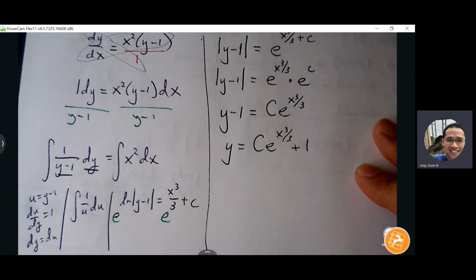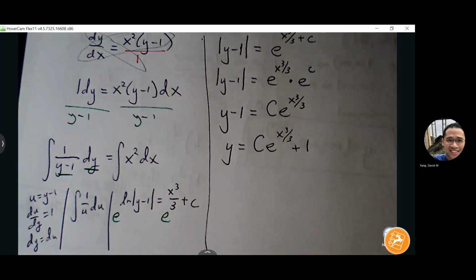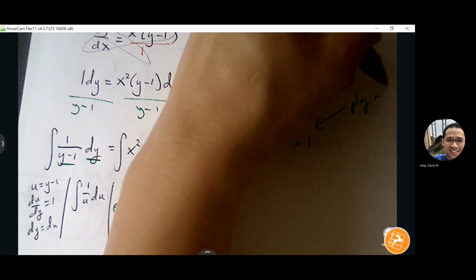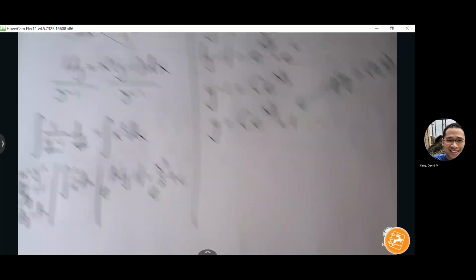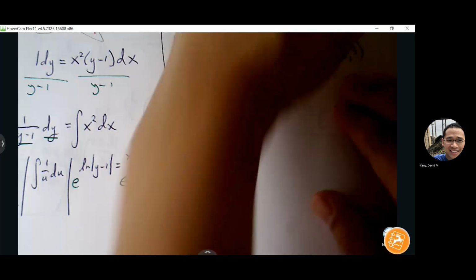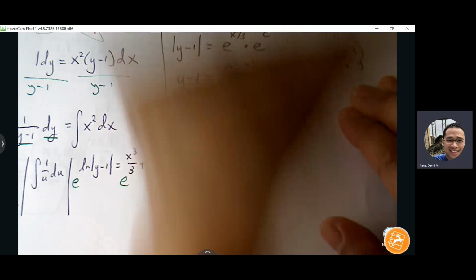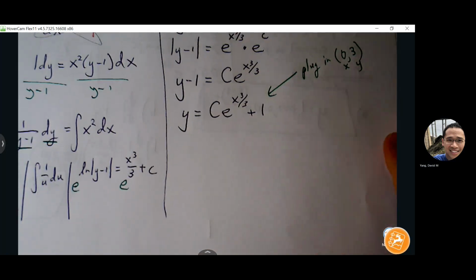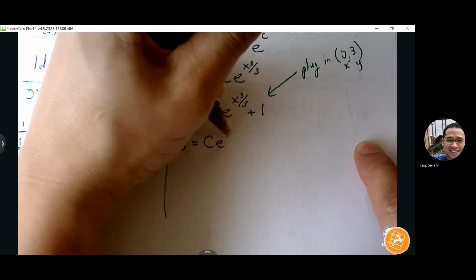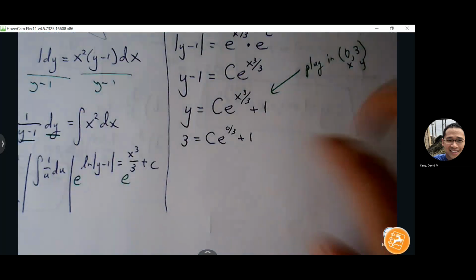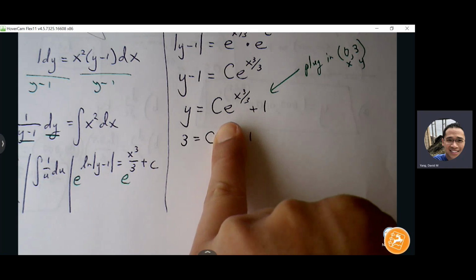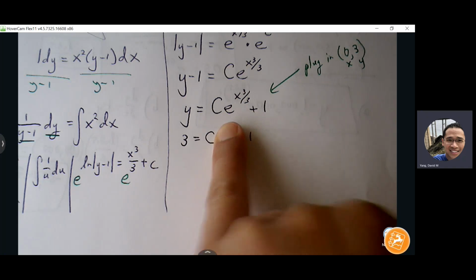So this feels like an easy place now for me to solve for c. Okay, 0 in for x, 3 in for y. e to the 0 is 1. So 3 equals c plus 1. Subtract 1 from both sides, c equals 2.